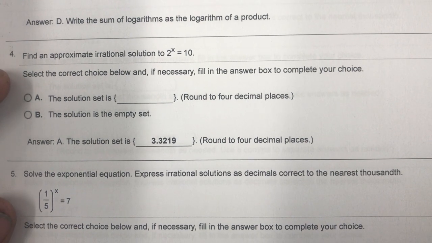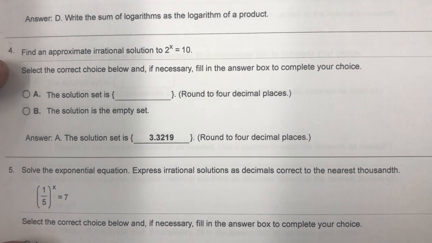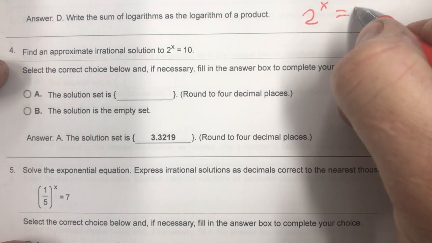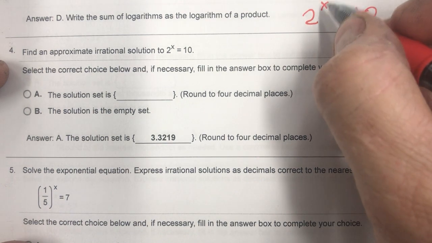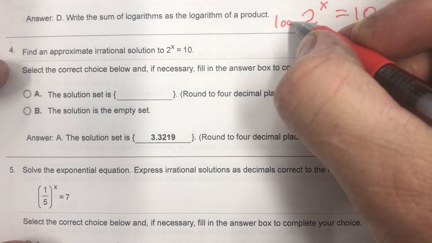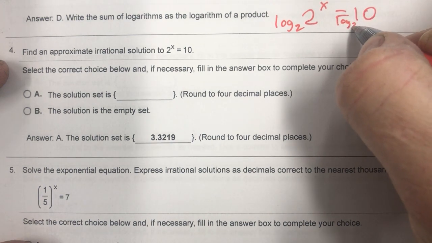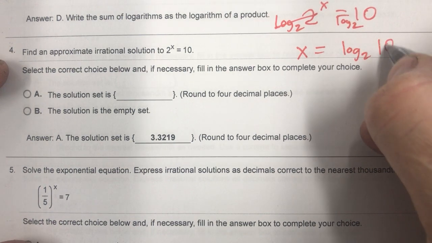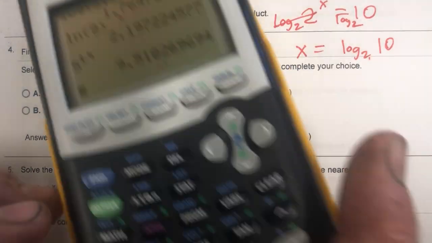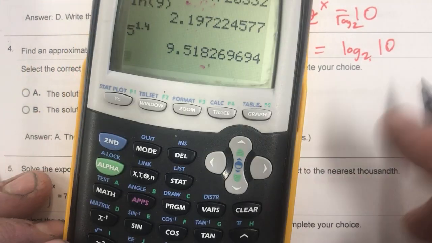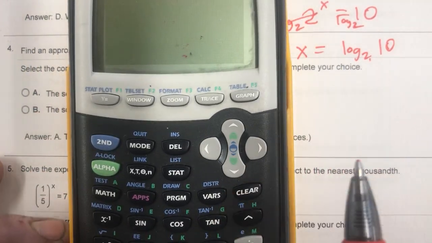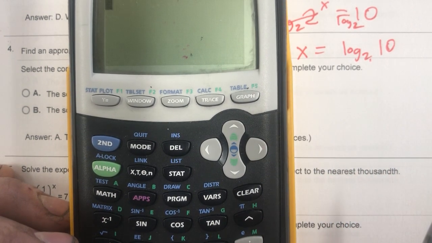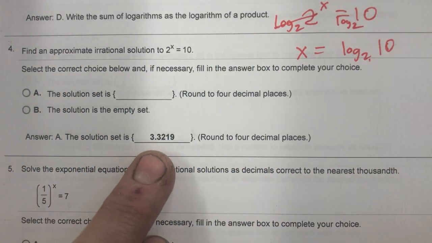Okay, now number 4. Here we go. We're going to solve this one. 2 to the x power equals 10. X is in the exponent. So what I'm going to do is log base 2 of both sides. This will cancel off, and x is going to equal log base 2 of 10. And so I can just punch that in. I'm going to do log 10 divided by log 2. So punch that in here. And I get 3.3219. And you can see right there's the answer.